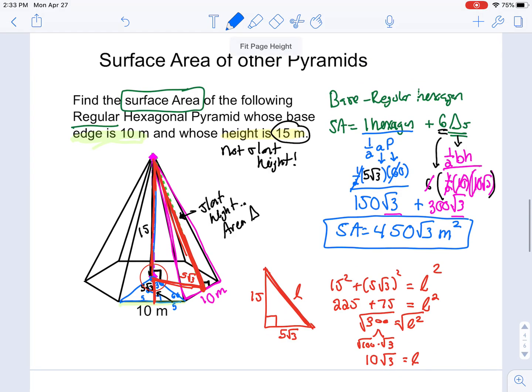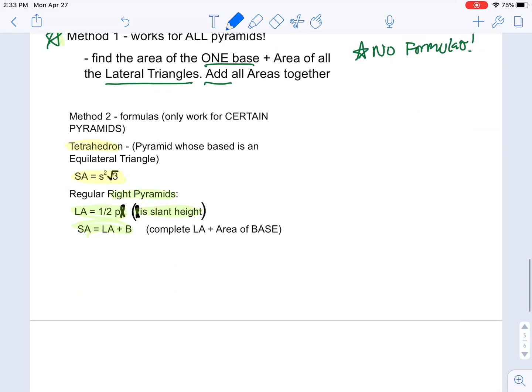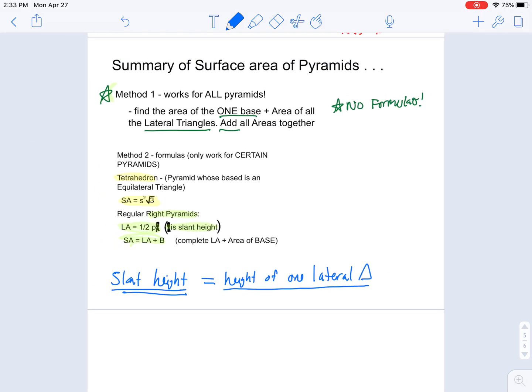These problems do get a little bit complicated, which is why I wanted you to see maybe one more example where we're kind of breaking it down. What's really key is that you're understanding some of the key parts of the pyramid, the difference between slant height and height, the fact that, and maybe I'll make a note of this down here, your slant height is the height of one triangle. Actually, let's call it a lateral triangle. Okay, so when you find that slant height, you're actually finding the height of one of those triangles so that you can then find the area of the triangle.